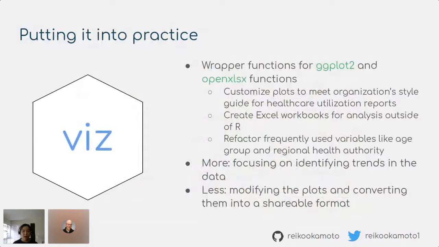So what were the results of our team incorporating these principles? So one of the packages that we developed through consultation was the Viz package. And unfortunately, the logo is still under development, but the Viz package contains wrapper functions for ggplot and openxlsx functions. So for example, it allows analysts to customize ggplots to meet the organization's style guide for healthcare utilization reports. So this means having set line widths, font sizes, color palettes, for example. And it also allows analysts to refactor frequently used variables like age groups or regional health authorities.